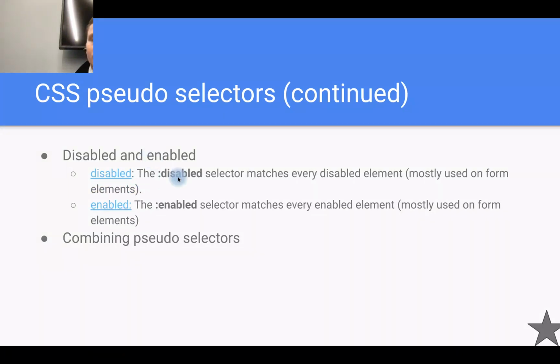Then we covered disabled and enabled. This is usually used on form elements. There's a possibility that you have a form element that you don't want the user to modify, so that's going to have a disabled attribute on it, right? And the disabled selector matches every disabled element. You have a form, and there's a fixed value that should not be modified, so you have a disabled attribute on it. And then we can style that based on that attribute.